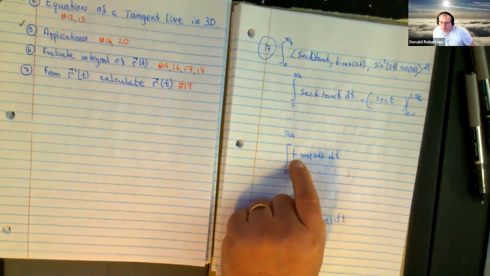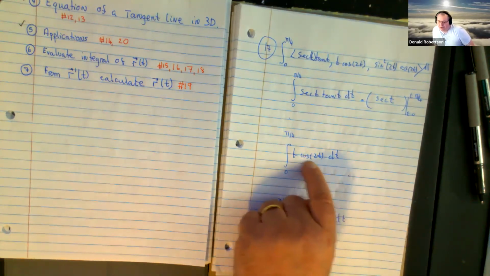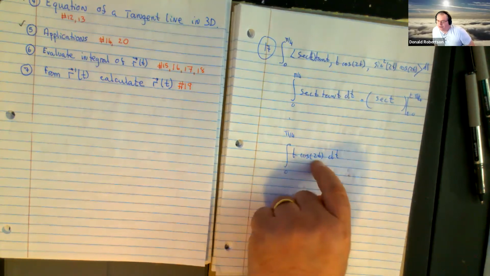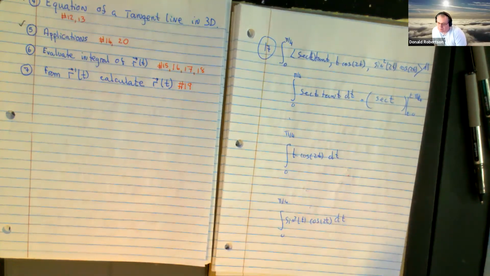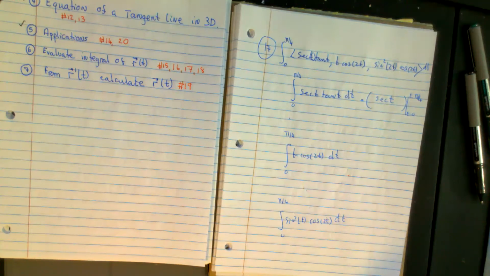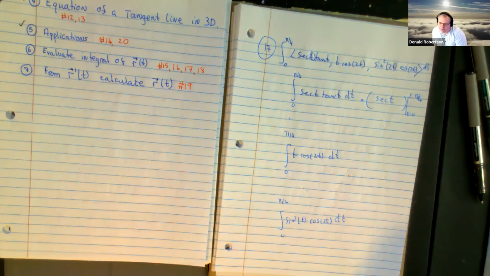What method will I use to integrate t cosine 2t? Don't need the answer, but what method would I use? We remember the ILATE rules. I don't know that term. What does it mean?